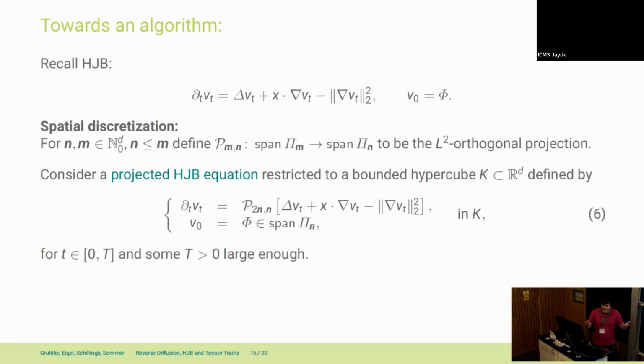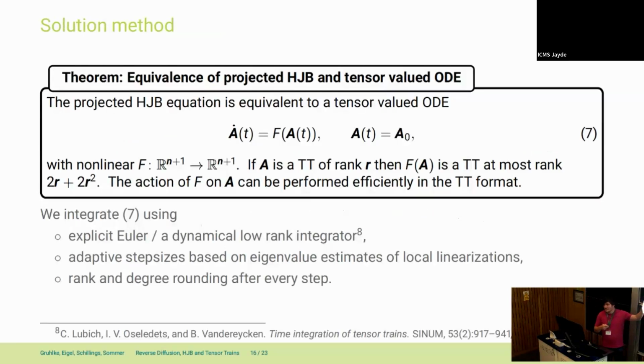And what we now can intuitively show, now that we are on the function space level, is that we can put it on the algebraic level, introducing these tensor train formats, right? That is, the projected HJB is equivalent to a tensor valued ODE. So we level from the function to the coefficient level, and this is nothing else but the coefficient equation for it. And what we can show, inherited by the functional representation, is that if this is a tensor train, the ranks of f of a stay under control.